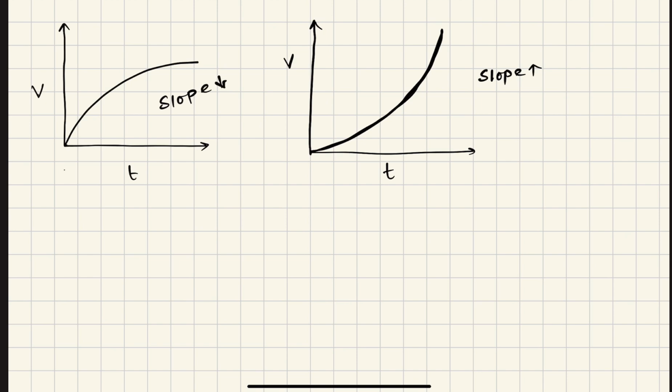How will you understand that the slope will increase or decrease? Very simple. If it is going towards the y-axis, then the slope will increase. If it is going towards the x-axis, the slope will decrease. So as slope decreases over here, acceleration decreases. Here acceleration increases. Clear? So this is what it is.